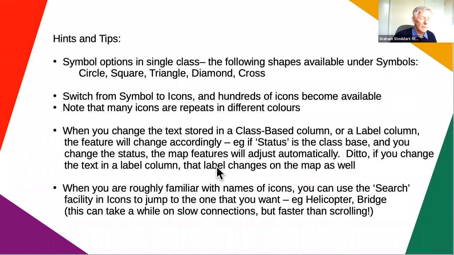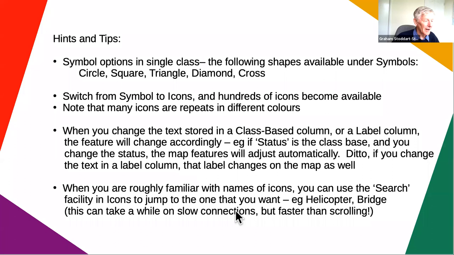Now, I think this is probably blindingly obvious. I didn't need to put it in, but I did notice that I hadn't mentioned it anywhere. When you change the data of a record, then the color will change accordingly to what you set. So for instance, if we'd had planning applications as the column that we're using as the class column, then every time a client's planning application changes from, say, awaiting decision to rejected or approved, it'll change to red or green accordingly. And when you change the text in a label column, then the label does change on the map as well. It's rather a complicated way of saying something very simple, but never mind.